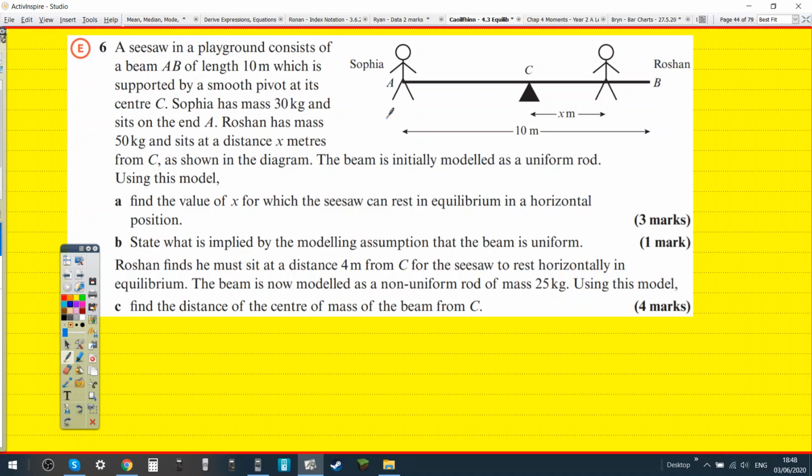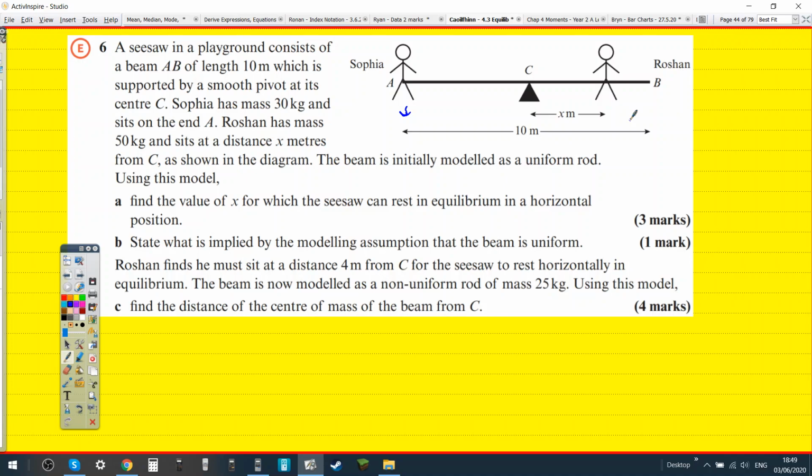So the distance A to C would be 10 minus X. That would be from B to C, I think. There's a gap here. Oh, C is in the center. Yeah. So A to C is 5 meters.